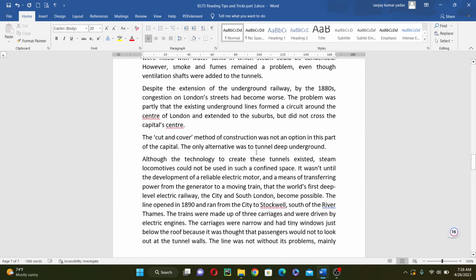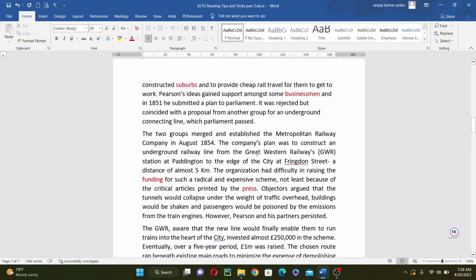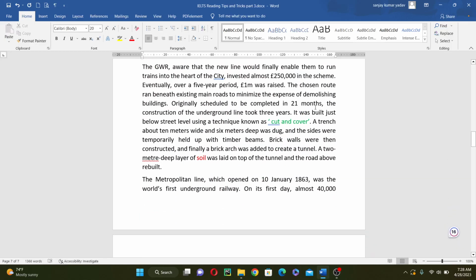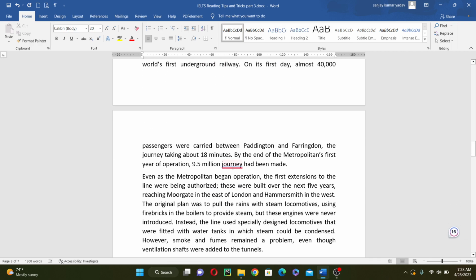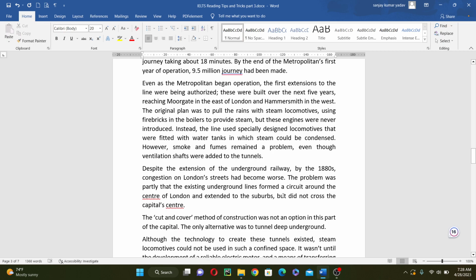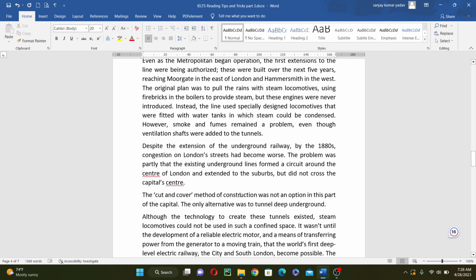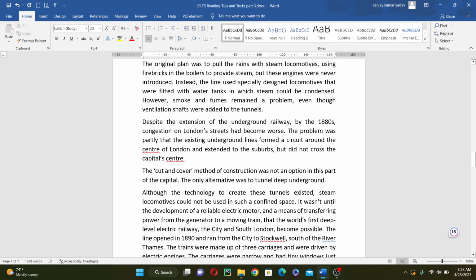So let's look at the cut and cover. So we have found cut and cover is here, but we have found the sixth answer. So try to look at cut and cover below. London central area, you find it. The capital central party, not the problem was firstly.